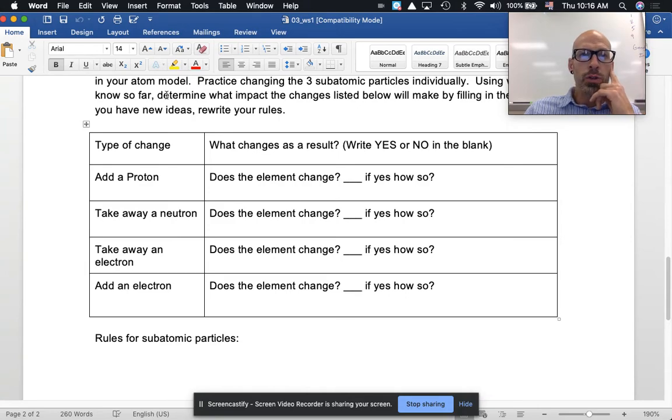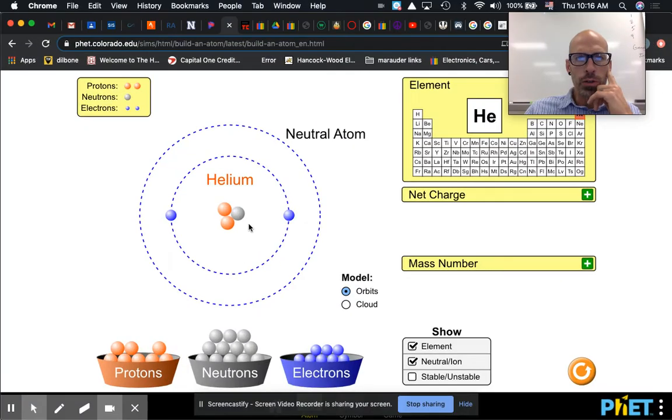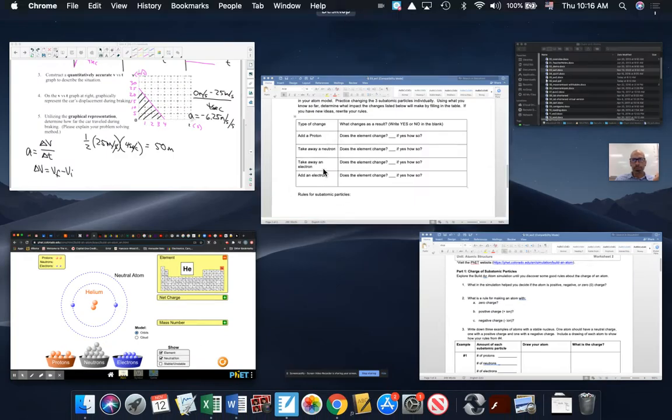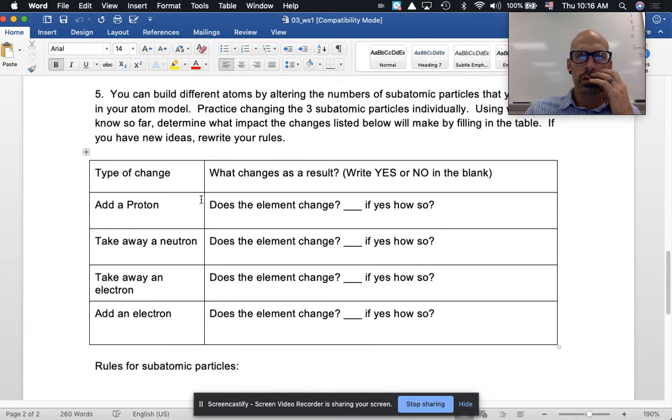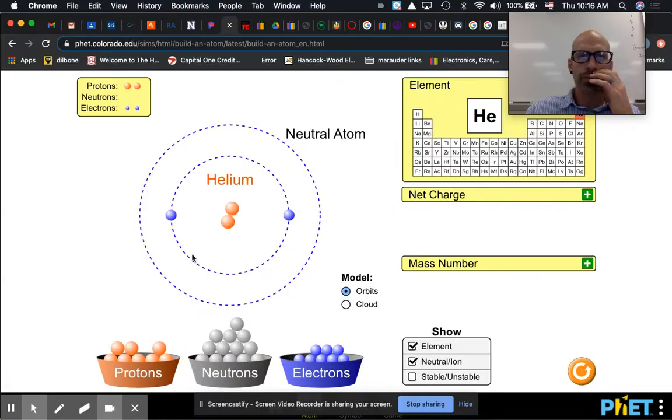If I take away a neutron, I only had one in there. If I pull it out, is that changing the element? No, it's still helium. So taking away a neutron? No, it does not change the element. Take away an electron. Boom. It is still helium. It did not change the element.